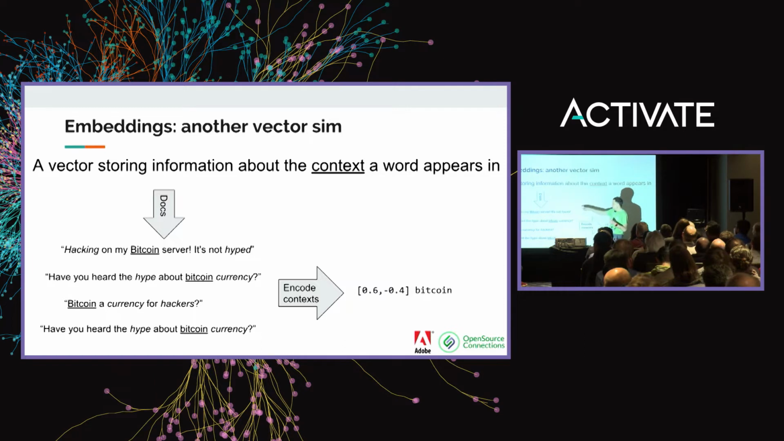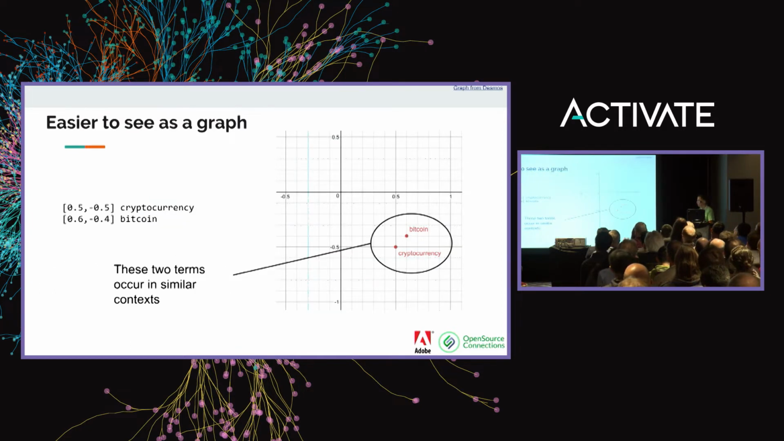But you can see a lot of the same kinds of words tend to gravitate around this Bitcoin statement, right? So we have a lot of context, and we can encode that context into a vector. And of course, it's much more than 2 dimensions for the most part, but it's way easier to show it on the graph if we have 2 dimensions. So these 2 terms occur in similar contexts, Bitcoin, cryptocurrency, right?